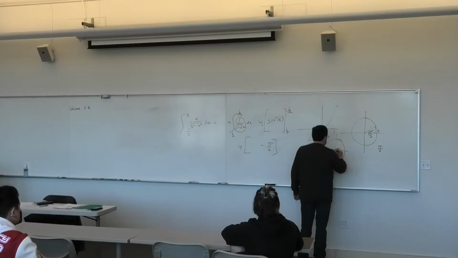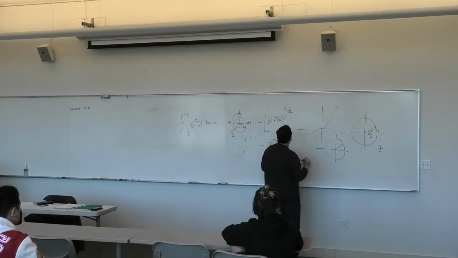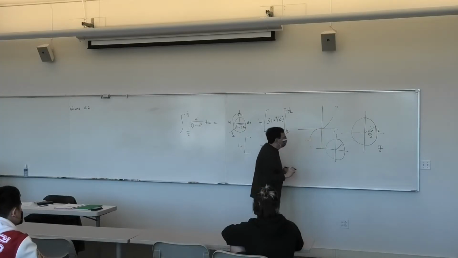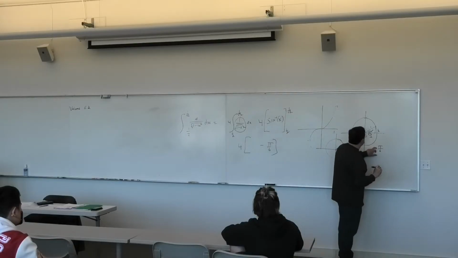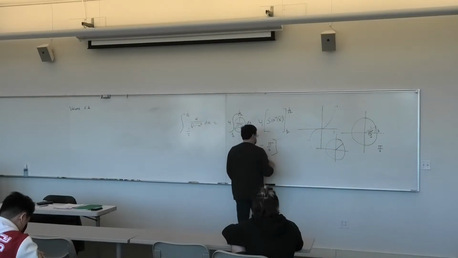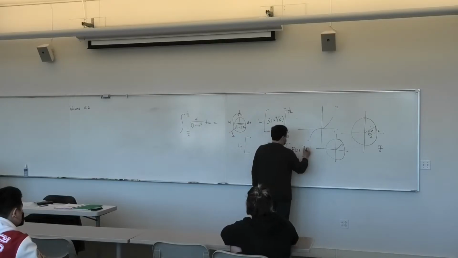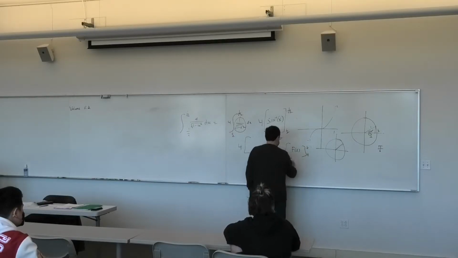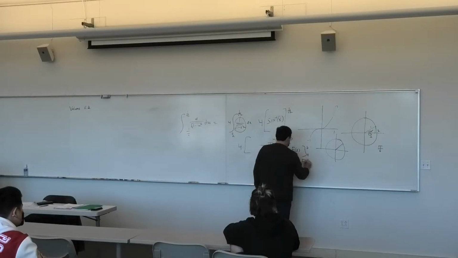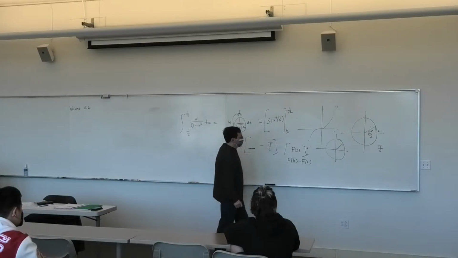Why is it minus? Where's the minus? 5 over 6. You just wrote. So minus 5 over 6? Did I write? Oh, because here we have the antiderivative from a to b, so that'll be f of b minus f of a. I'm not done. I have to figure this out.